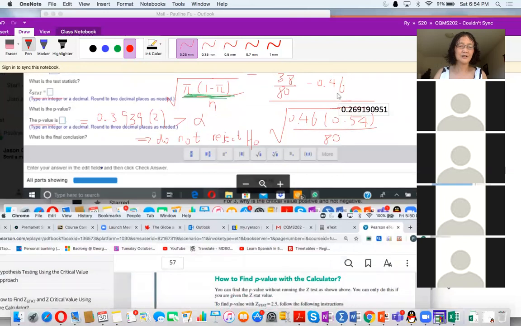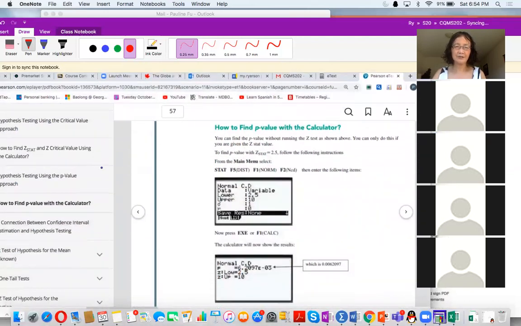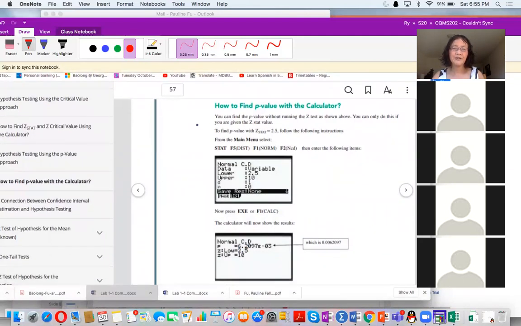All right, so I'll move to the next one. Again, I get this question from students: how do you find the p-value with a calculator? I just showed you. If you have z-test statistic 2.5, you go F5, F1, F2. By the way, this is from your textbook, so read the textbook carefully and slowly.